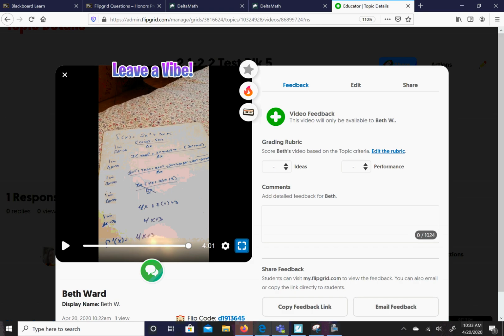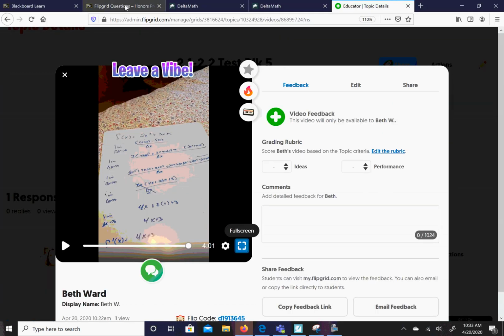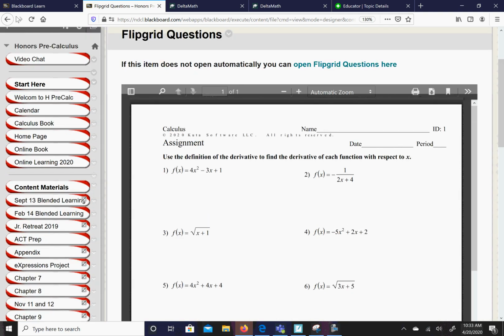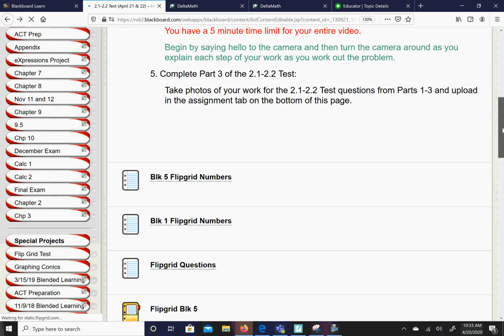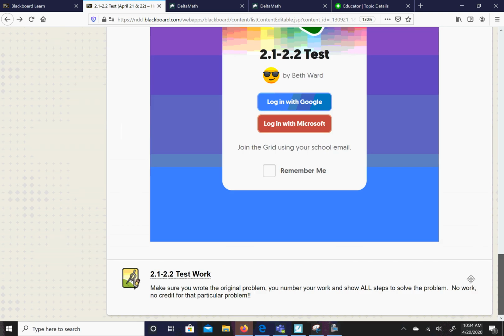Okay, so that's how you're going to submit your Flipgrid, and then the very last part of the test is taking pictures of all your work, including the Flipgrid work, and you are going to submit that in that bottom tab, the assignment tab. If you are having problems with that and for some reason it's not submitting, and it'll only give you one chance to submit, just go ahead and email it to me.